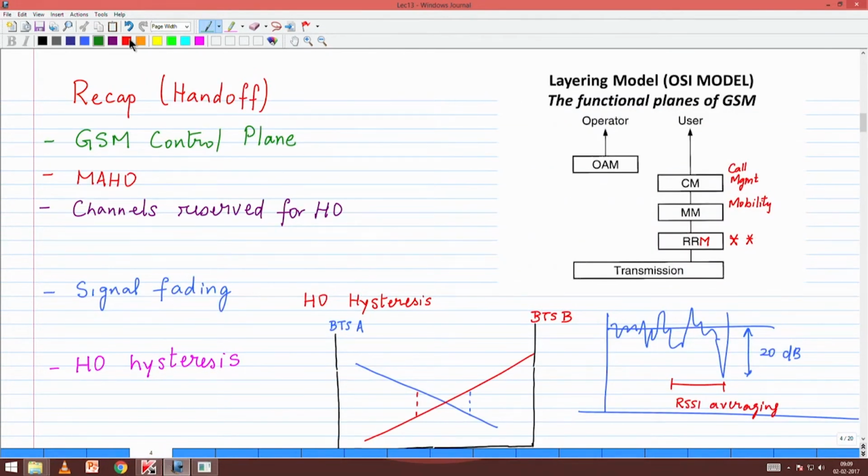So our understanding of the GSM control plane is very helpful, again just to understand the big picture. Mobile assisted handoff.